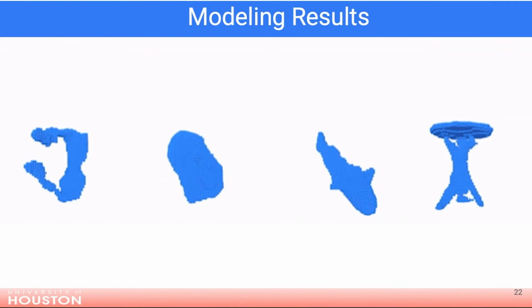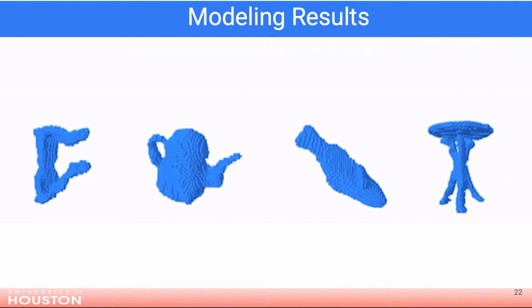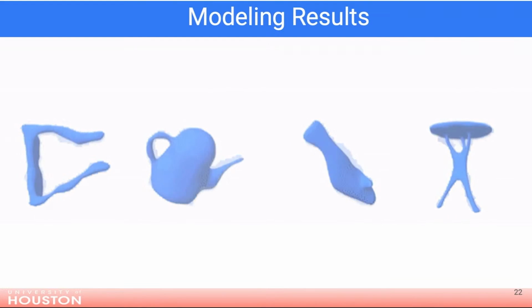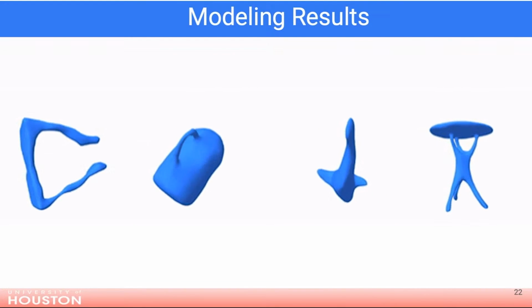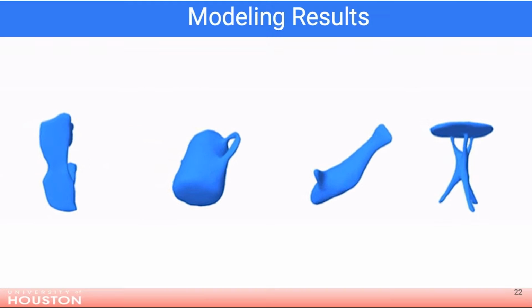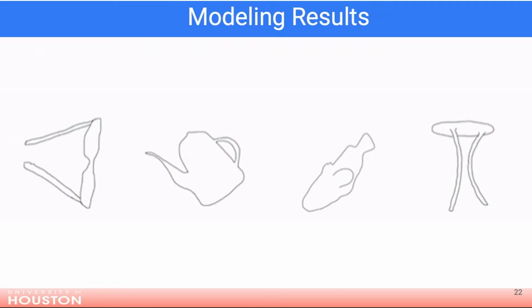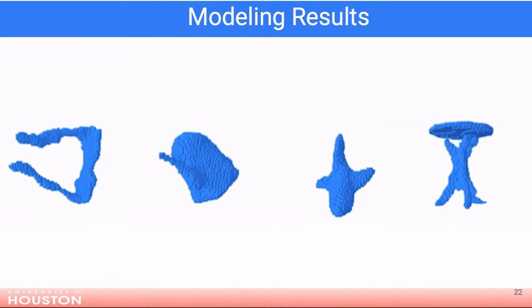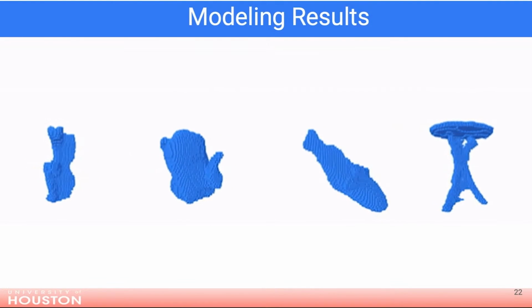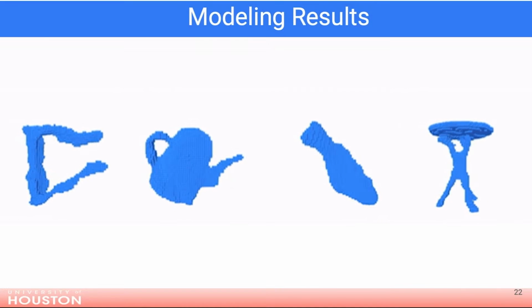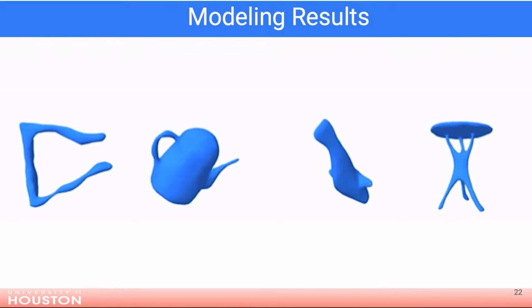Here we show some modeling results. We first generated voxel representation and used Marching Cubes algorithm to smooth the result. The proposed method not only can model man-made objects like glass and table, but also can model free-form objects like fish.